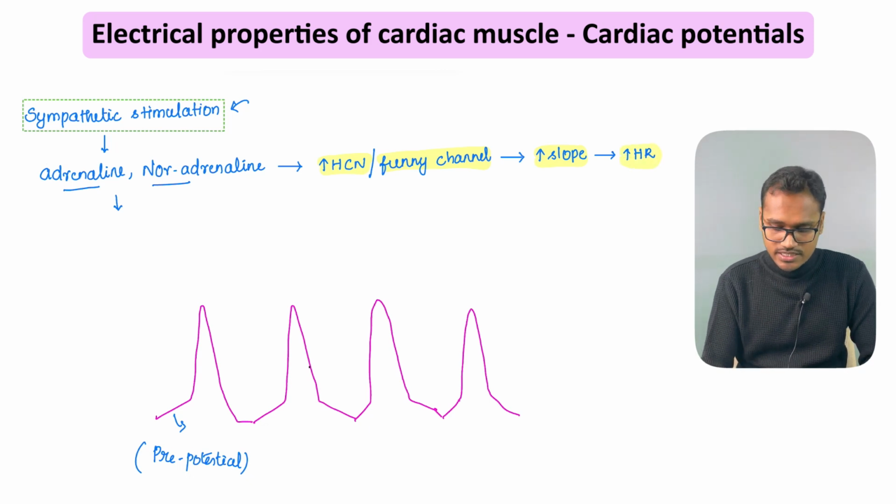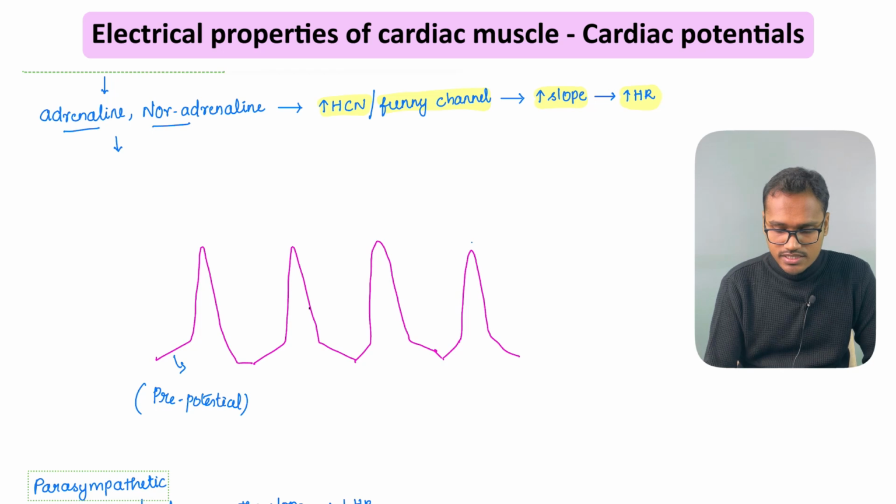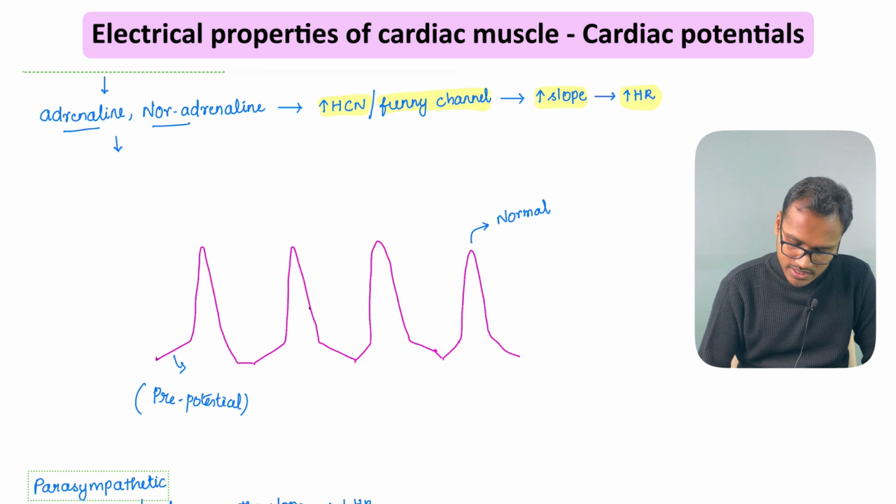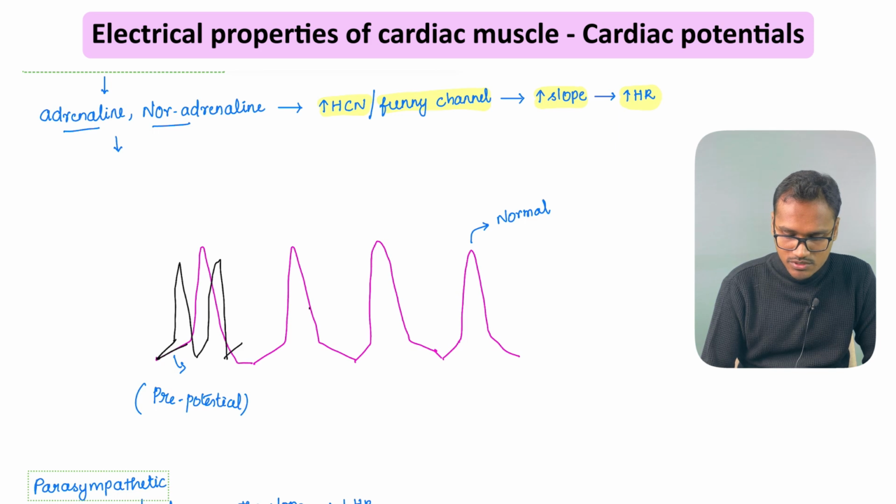So let's try with an example. Let's understand this. You consider this pink one as the normal action potential, and we are going to draw the one which is after the sympathetic stimulation. So I told you this pre-potential slope is going to increase. If the slope is increased, what will happen? If the slope is steeper, let's say, instead of going like this, now it has become steeper like this. So the action potential is going to start faster. The next time also it is steeper, so the action potential is going to kick in. Next time also it is steeper, it is going to kick in.